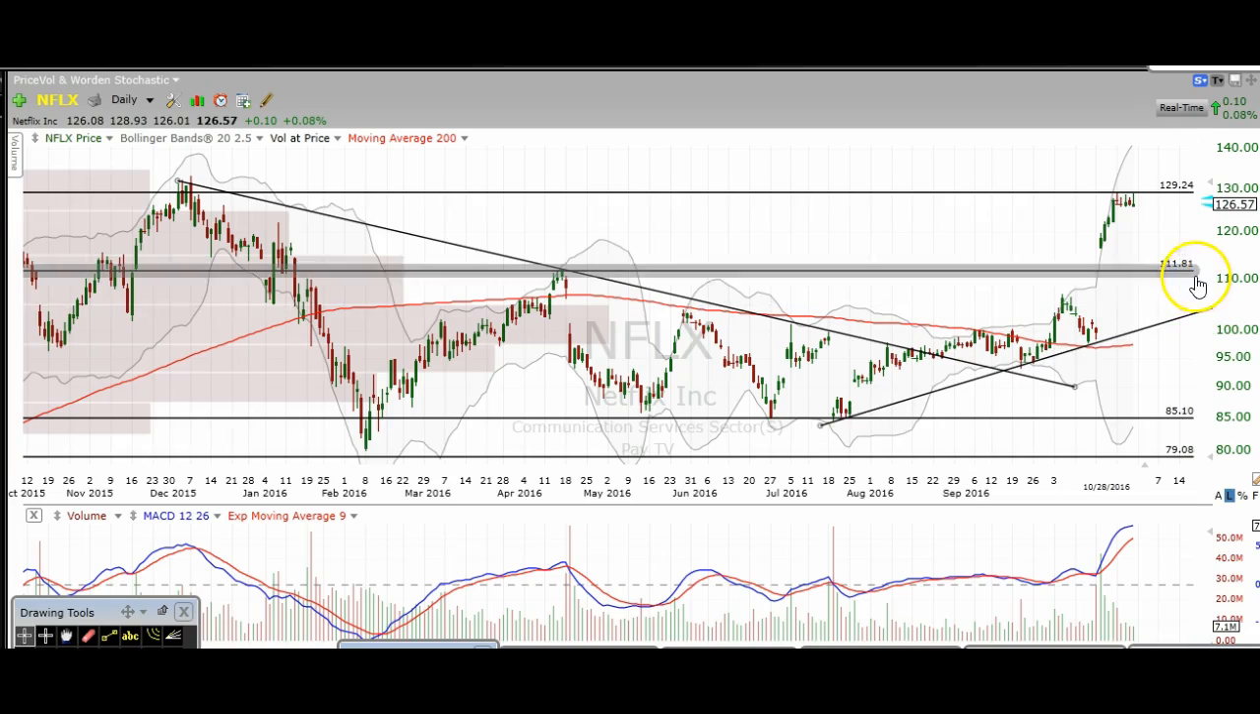So anywhere between these areas is going to be a good area to cover some shorts if you're in them, and also to possibly get in on some long trades for a bounce here, because overall this chart looks pretty decent for some consolidation lower and then a bounce once we get those lower prices.